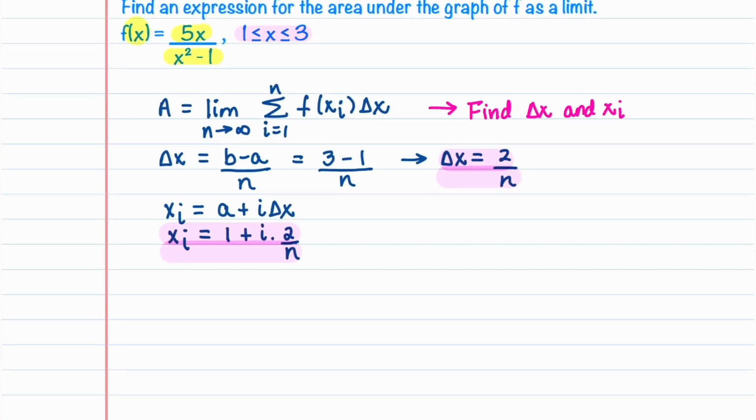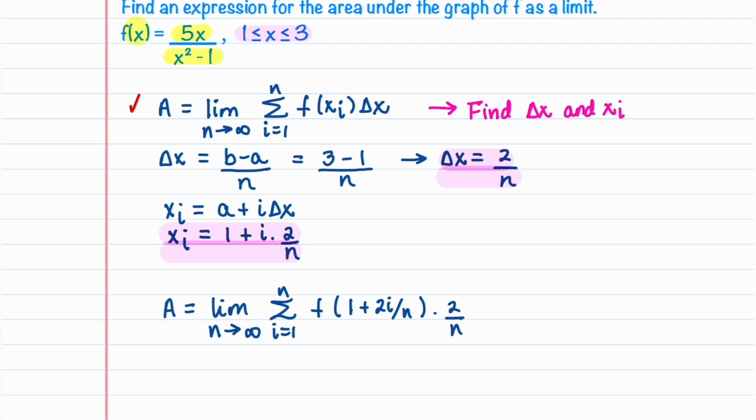Now what we're going to do is substitute all of this back into our formula for A right there. A then is equal to the limit as n goes to infinity, the sum i goes from 1 to n, f of x sub i. So that now is f, and we're going to plug in that x sub i is 1 plus 2i over n. Notice I changed the order there. Typically, the constant comes before the i. And then we're going to multiply this by delta x, which is 2 over n.